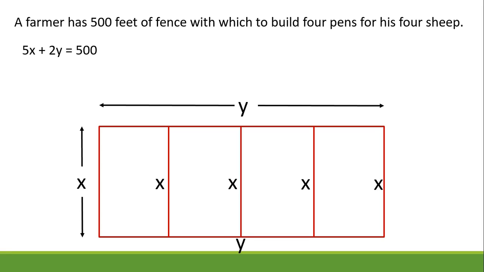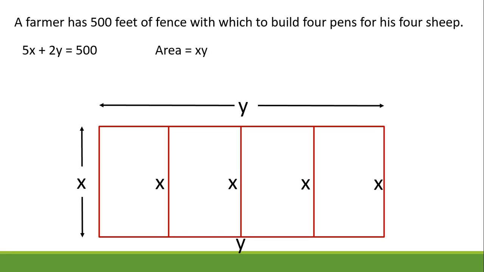Now remember, there's always going to be a constraint in each of these problems. And in this case, the constraint is coming from the fact that he only has 500 feet of fence. So if we look at how that fence is split up to make each of these sides and the dividers, you'll see that there are 5 lengths that are x feet long and 2 lengths that are y feet long. So 5x plus 2y has to equal 500.